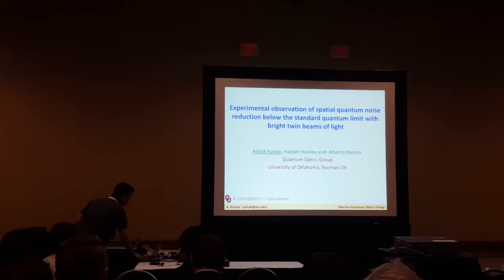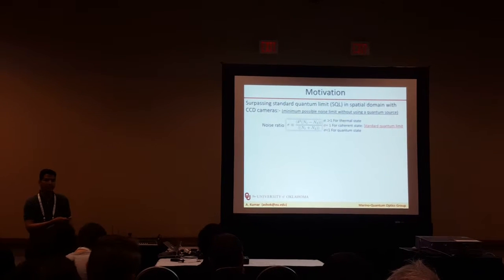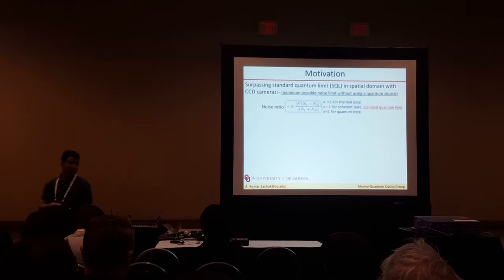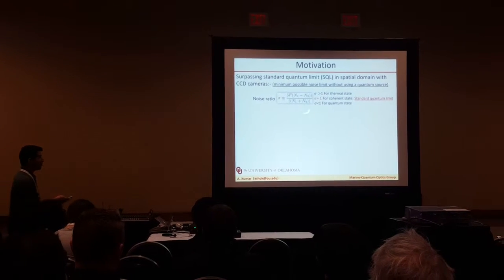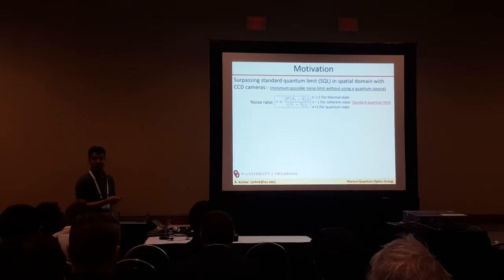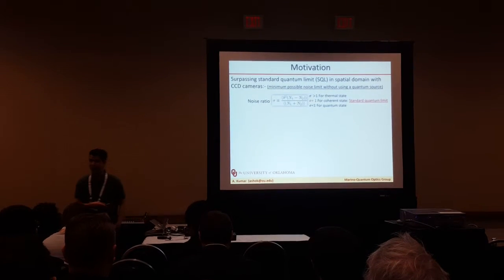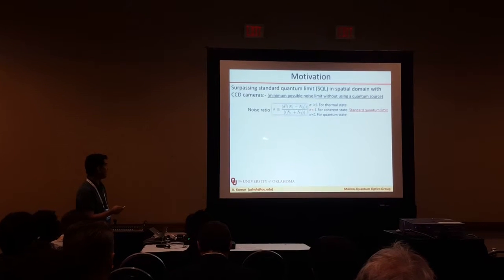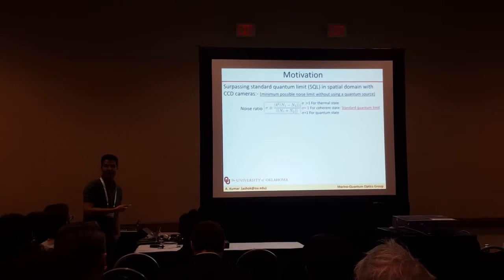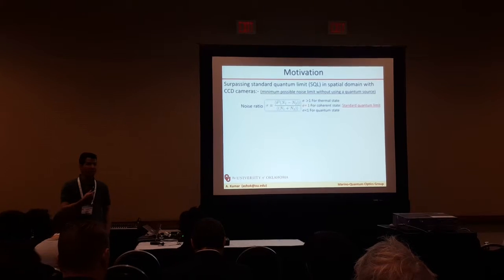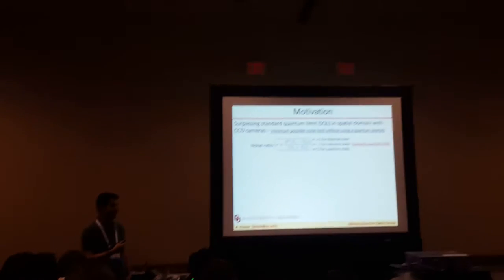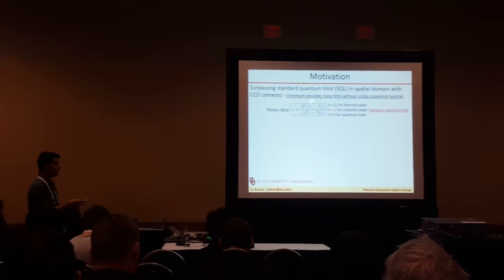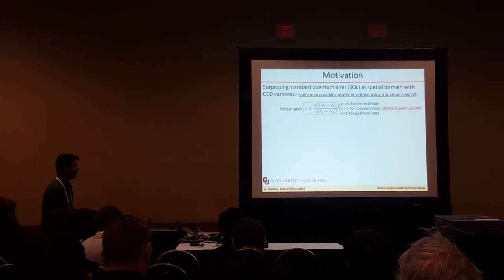The motivation of this work was to surpass the standard quantum limit in the spatial domain by using a CCD camera. Most of you might know that the standard quantum limit is the minimum noise limit possible without using any quantum source of light. Noise in any system is generally characterized by the variance normalized by the shot noise. Suppose we are interested in the noise of a difference measurement; then we can characterize it by this ratio: the variance of the difference noise, normalized by the shot noise.